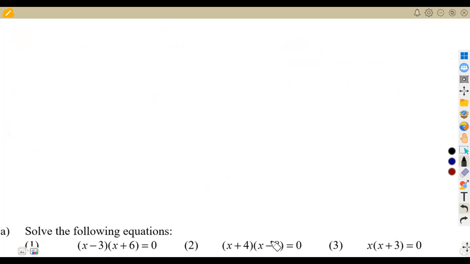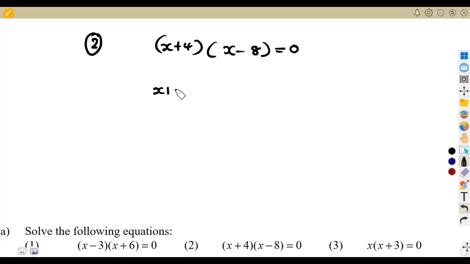x plus 4 into x minus 8 is the same situation that we have there. We are given the bracket of x plus 4 into the bracket of x minus 8 being equal to 0. So like I said, one of these brackets must be equal to 0. So either the bracket of x plus 4 must be equal to 0, or the bracket of x minus 8 must be equal to 0.